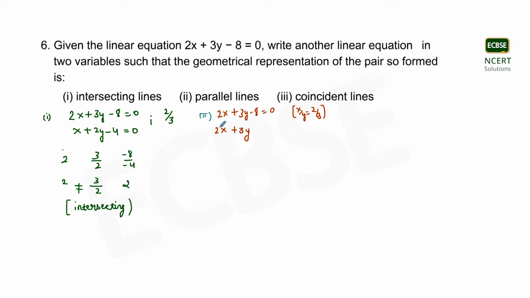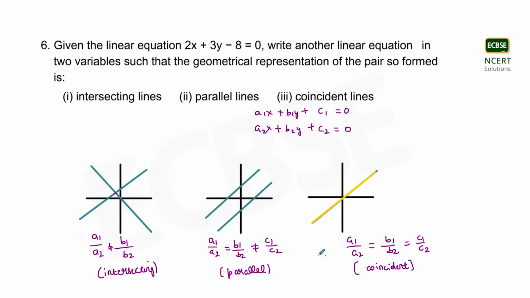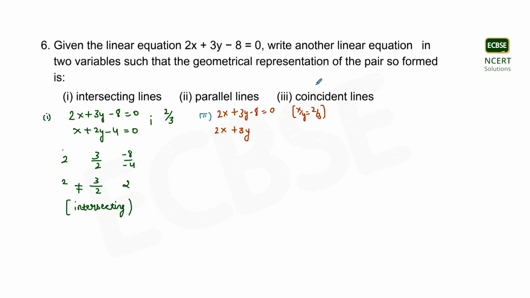And as we know, for the parallel lines, a1 by a2 is equal to b1 by b2, but they are not in turn proportional to c1 by c2, which means that the coefficient of the second linear equation should be such that c1 by c2 does not come out to be equal to 2 by 3. So let us take the value of c2 to be minus 4. Now we will see whether or not the second linear equation is right.